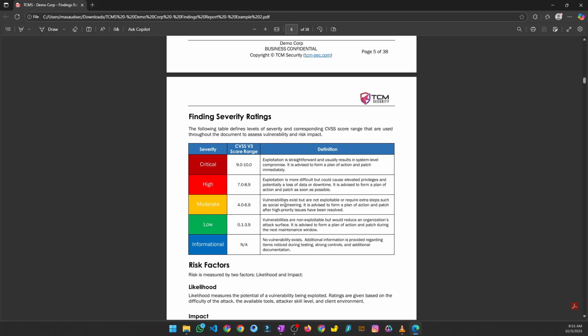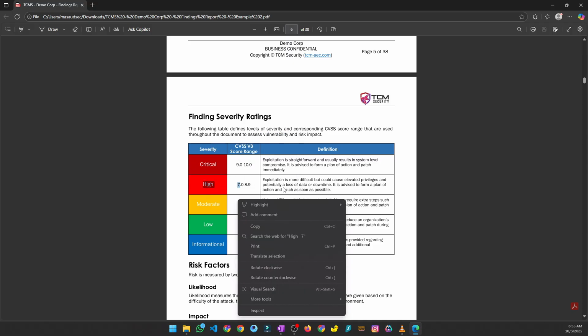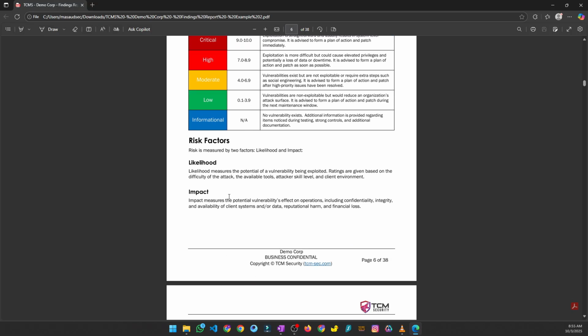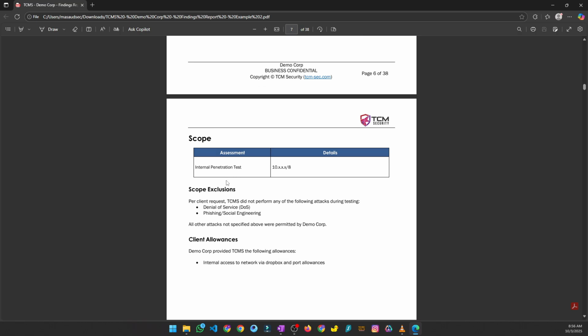For example, if there is a file upload vulnerability and you got the initial access, or you uploaded a malicious shell and you take the reverse shell, it will be considered as critical. Similarly, for example, with SQL injection, let's say you dump the entire database, so it will be considered as high. Similarly, there are some low and informational vulnerabilities. They rank each and everything.